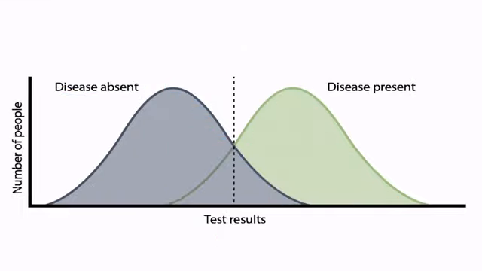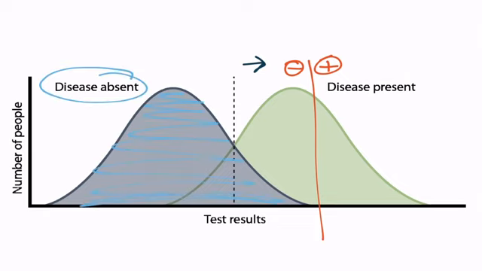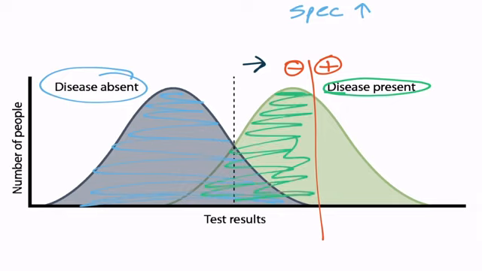Conversely, if we move the cutoff value to the right and anything above this value would be positive, and anything below this value would be negative, we can see that more of our disease-free patients are actually testing negative. So what will happen to our specificity? It will increase. However, you can see that as we move up, more of our disease patients actually showed up negative, this group right here. So what will happen to our sensitivity? It will go down. We caught fewer patients, and this means that our true positive rate went down.